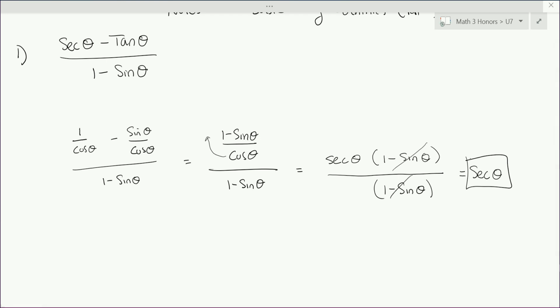So the strategy we used, first of all, is to turn everything into terms of sine and cosine. We subtracted the two fractions. And then in one fraction, we moved the cosine to the numerator, made it secant, and then we reduced.